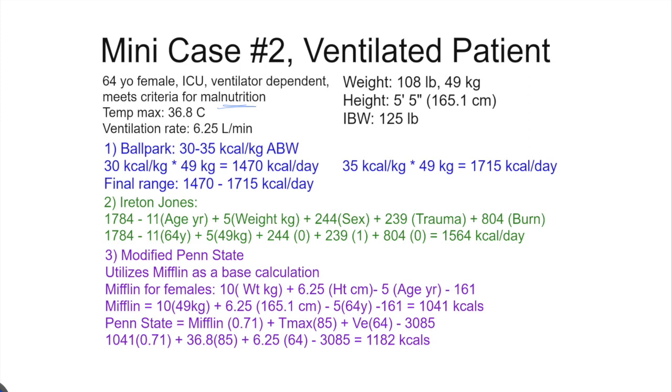So we also have some information here because she's a ventilated patient that we're going to need for our equations. We have information about the temperature max and the ventilation rate for the ventilator. We know that this patient is 108 pounds or 49 kilos. She's 5 feet 5 inches, and her ideal body weight is estimated to be 125 pounds. Okay, so let's start off with our first of our 3 options, that ballpark option.